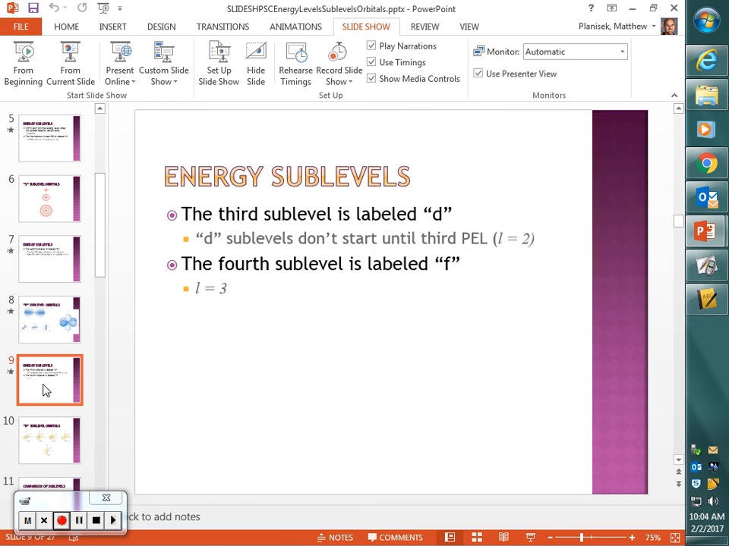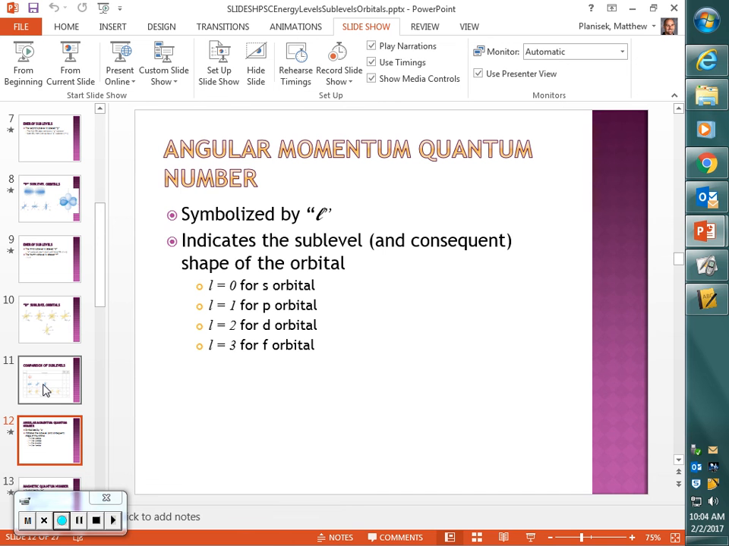Okay? We distinguish them with something we call the angular momentum quantum number, which is about halfway down on the back page. We use the lowercase letter L to represent the angular momentum quantum number. I do it that way just to distinguish between L and 1. You know what I'm saying? This indicates the sublevel, which relates to the shape of those orbitals.